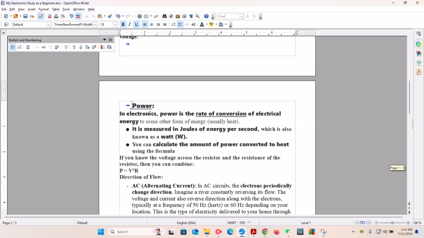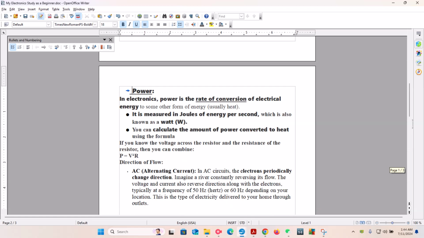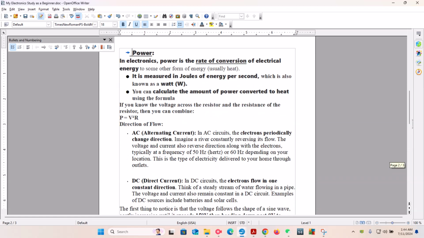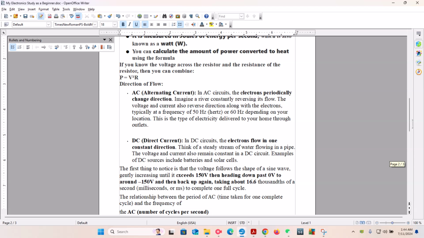Now you can calculate the amount of power converted to heat using a formula. If you know the voltage across the resistor and the resistance of the resistor, then you can do power equals voltage squared, that's voltage times voltage, divided by resistance. Okay, that's the formula. Now let's talk more specifically about practical things.